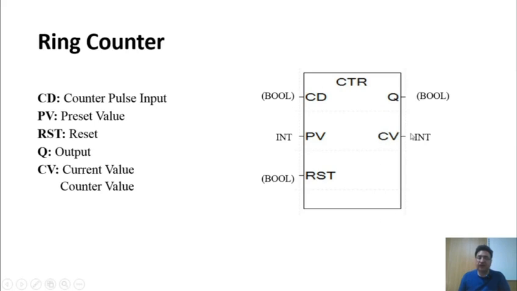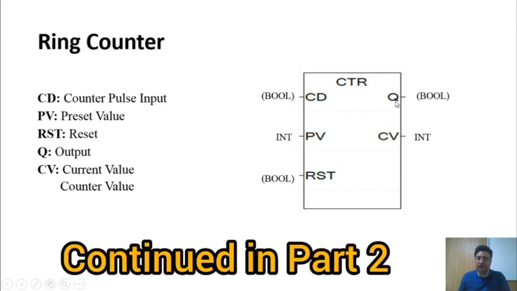The CV displays the count value for us, and we can use a variable of the integer data type for it. We can view the current count value right here, and then finally there is the Q output, which is activated when the process variable, PV, equals the control value, CV. Our Q becomes 1.